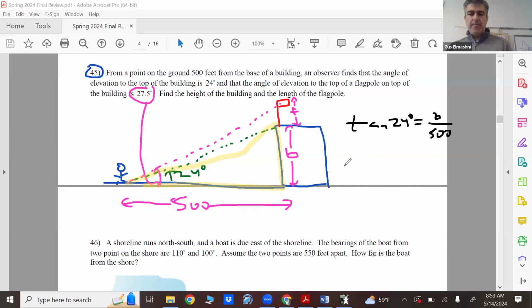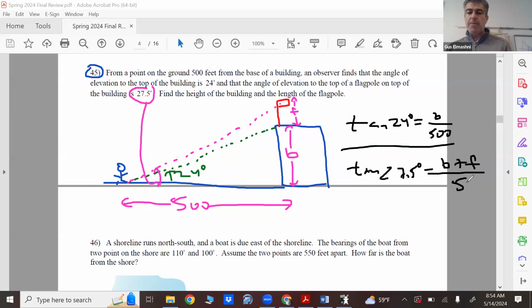Once you get that, then what's the next equation I'm going to make? Yeah, you're going to say tangent of what? No. After you solve for B, how would I make another equation? But for 27.5 degrees, right? And that's going to equal B plus F over 500. And you'll already have solved for B already, right? And then you get F after that. So I trust you can be fine there too. So cross multiply, work it out. All should be good. Okay.